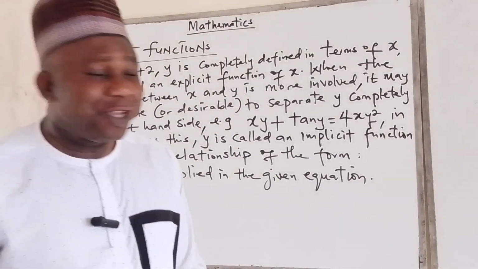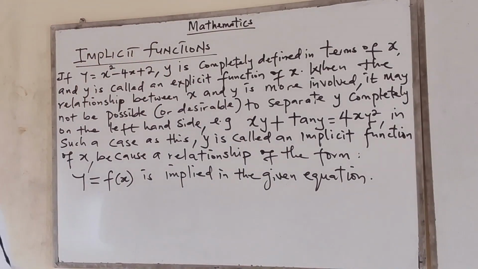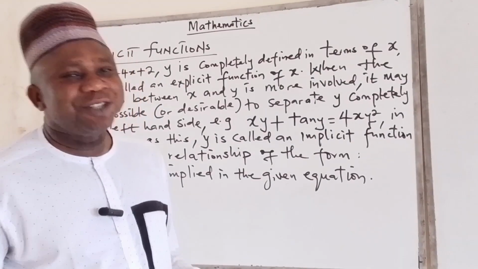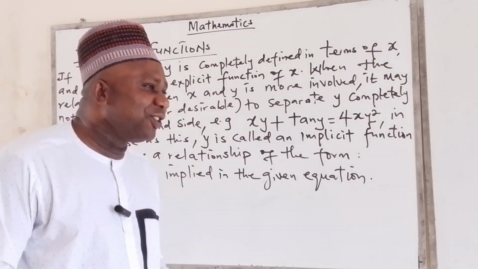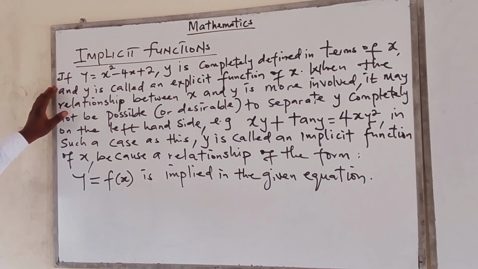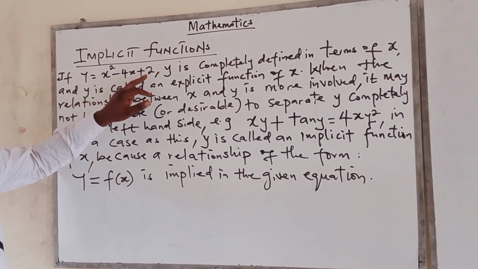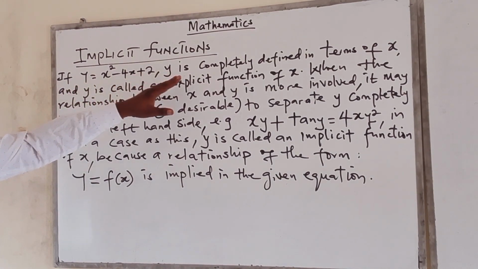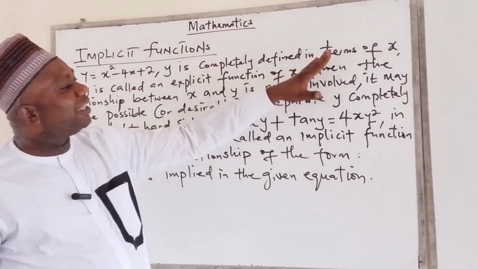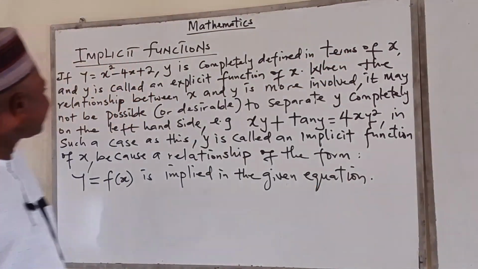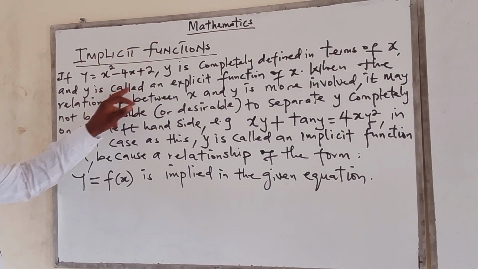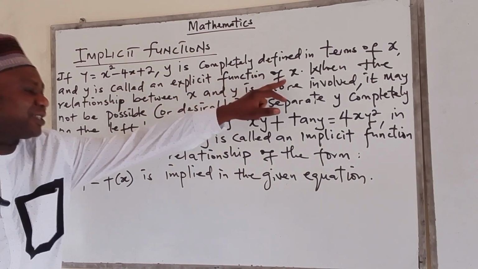Today, we are going to be looking at implicit functions. Remember, in our last class, we covered explicit functions. Now, let's look at this. If y is equal to x squared minus 4x plus 2, y is completely defined in terms of x, and y is called an explicit function of x.